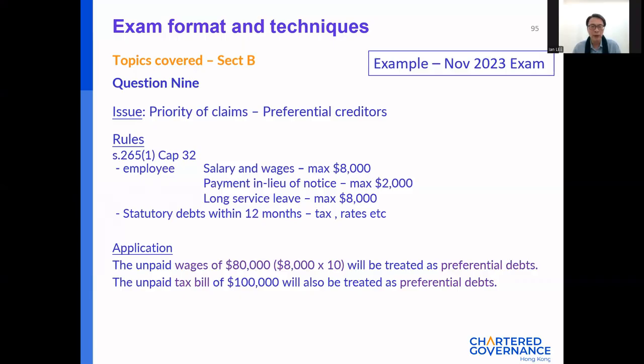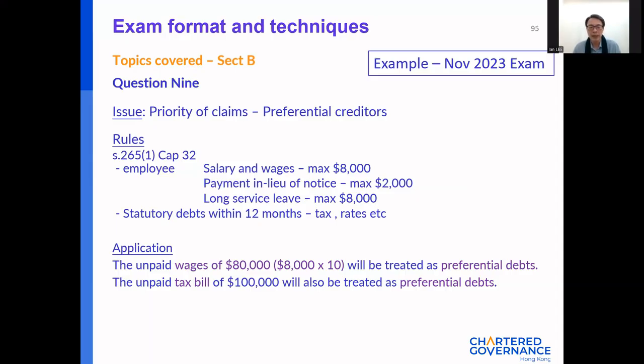For example, for employees, for the salary and wages, the first $8,000 for each employee would have a higher ranking as preferential creditors. The remaining ones, of course, will not be preferential creditors. Payment in lieu of notice, maximum $2,000 per employee, and non-service leave payment, maximum $8,000 per employee. There's also other statutory debts within 12 months, for example, tax payment outstanding that should be paid to the Inland Revenue Department that will also be categorized as preferential creditors as well.